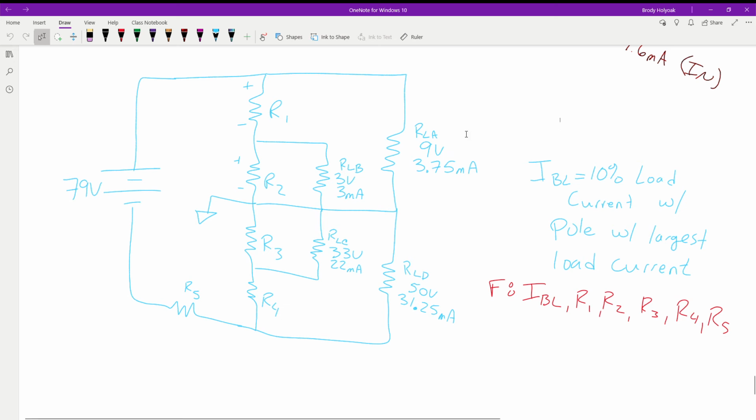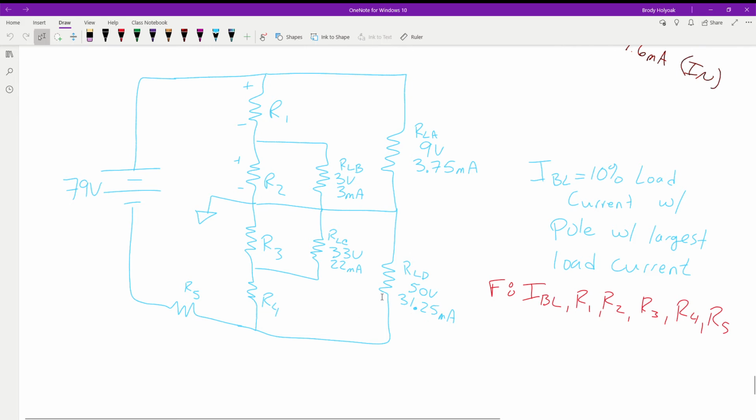All right, so there's our voltage divider. 79 volts is the power source. RL load A is 9 volts, 3.75 milliamps. R load B is 3 volts, 3 milliamps. R load C is 33 volts and 22 milliamps. R load D is 50 volts at 31.25 milliamps.